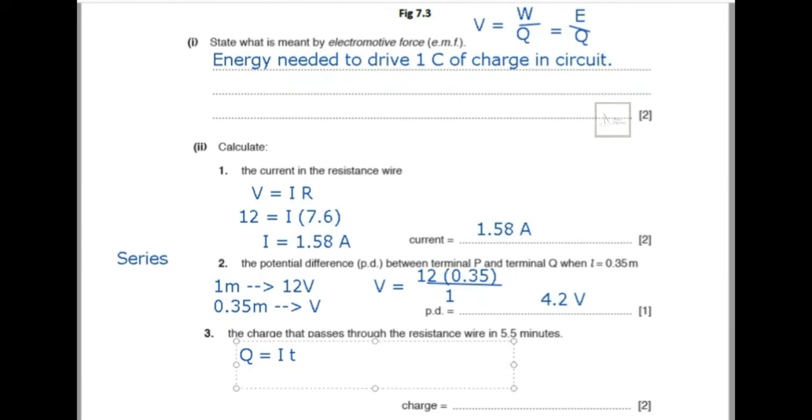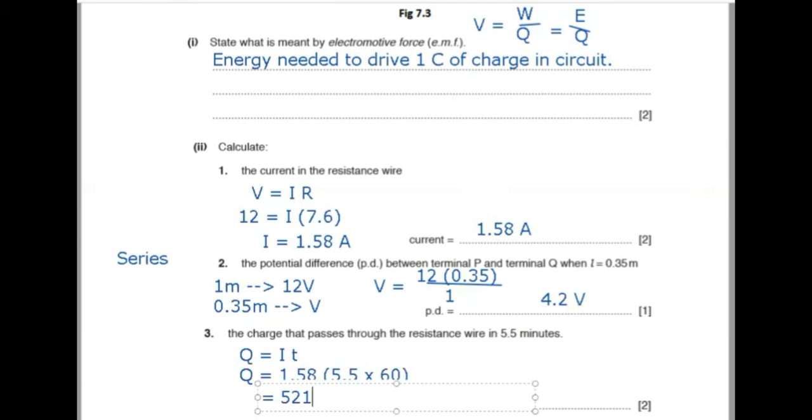Okay, we got I. Charge we don't know. I, 1.58, times 5.5 times 60 seconds. Must change to seconds. 5 to 1.4 coulomb.